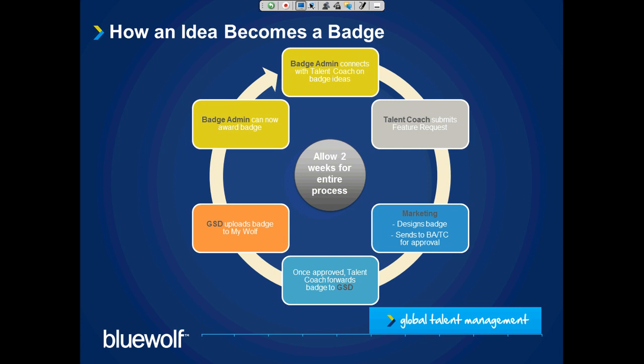That feature request gets assigned to marketing. So marketing will work to design a few options for you and send them to you and your talent coach for review. Now, marketing's goal is to provide several options to choose from. However, there may be occasions when, due to design resources and bandwidth, marketing will only be able to provide a single final design. Once you approve the final design of your badge, your talent coach will forward that design and badge to the GSD team.